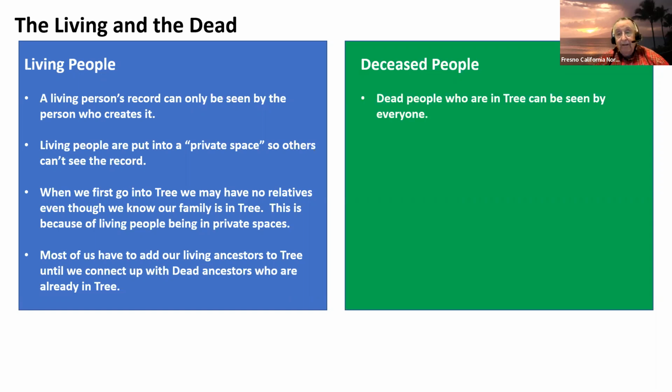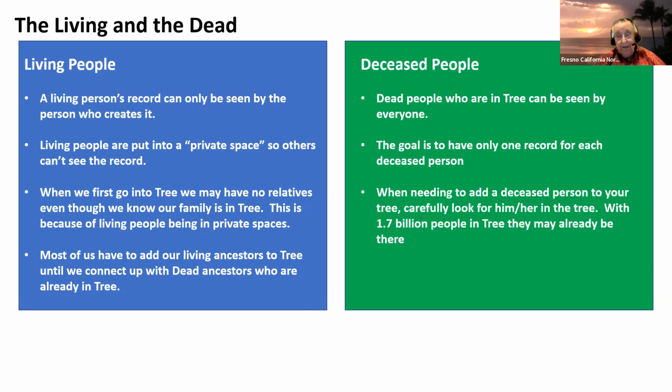Okay, deceased people, the dead, are seen by everybody. You can't make them not seeable. There are no private trees in FamilySearch. If you put a deceased person in, anybody that comes into FamilySearch can see them. The goal is to have, like we've said, one record for each deceased person, and we need to add the deceased people to your tree. And we do it carefully, because with 1.7 billion people there, there's a fair chance that sometimes they're going to already be there. So we've got to be very careful when we're adding in people.